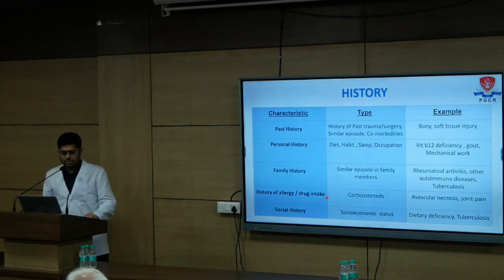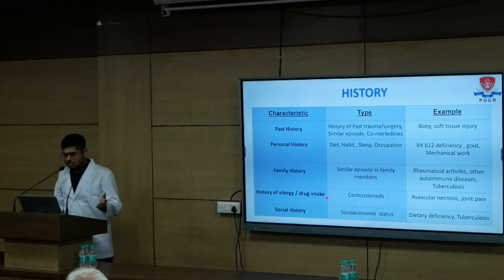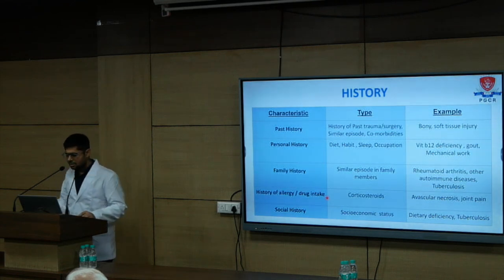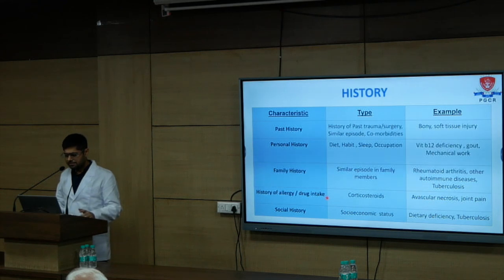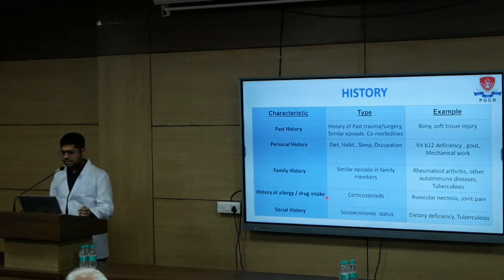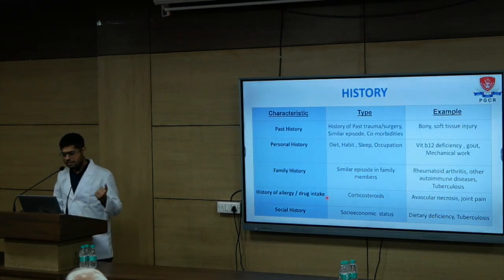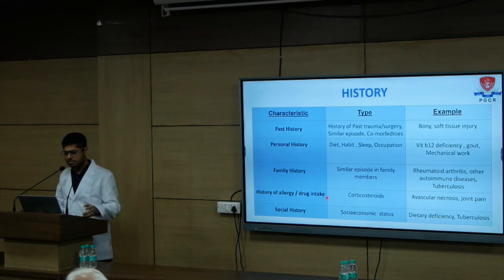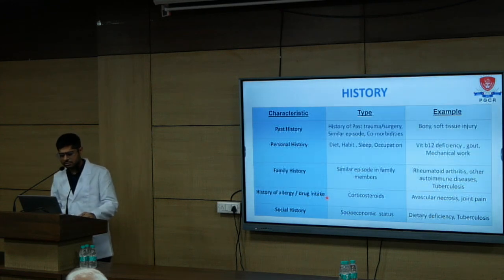We should also ask the patient for history of any allergy or drug intake by the patient, which can give us an idea. For example, certain medications have deleterious effect, like corticosteroid intake can lead to avascular necrosis of the bone, which can lead to joint pain. And we should also ask for social history, which can give us an idea about socio-economic status of the patient.